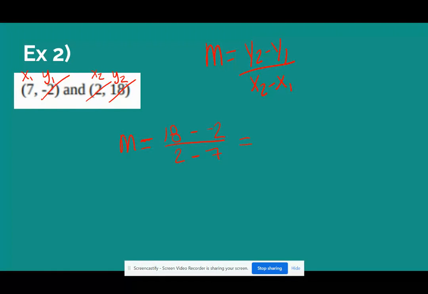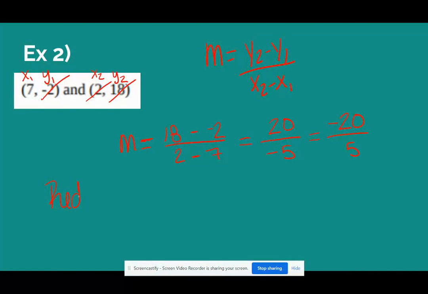So we have to do 18 minus negative 2 in our calculator. So 18 minus negative 2 is a positive 20. And then 2 minus 7 is negative 5. Knowing that our calculator cannot handle a negative in the bottom, I just automatically bring it to the top. So the negative goes to the 20 and the 5 gets to stay positive. And then I'm going to do the ABC button to make sure it's reduced.